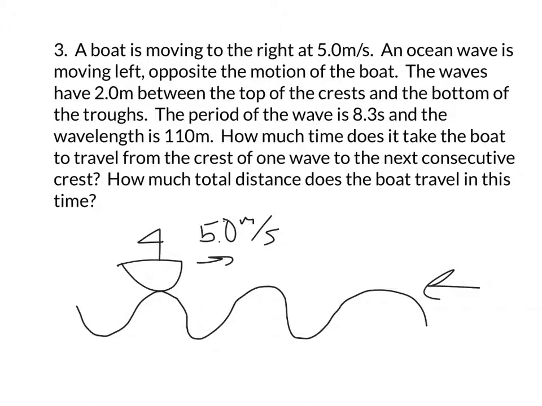We have 2 meters between the tops of the crest and the bottom of the trough. I'm assuming that means that is 2 meters, so that sounds like a vertical measurement. So that's twice the amplitude, right? There's an imaginary line that you can draw, and an amplitude only goes from the midpoint. So our amplitude is actually 1 meter.